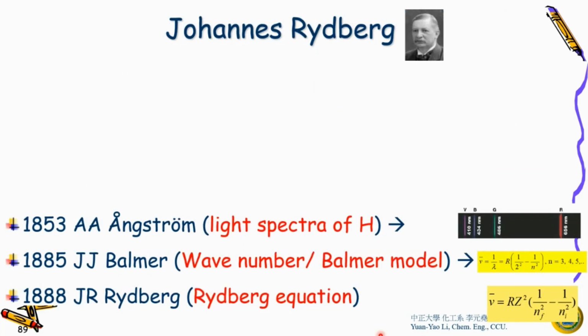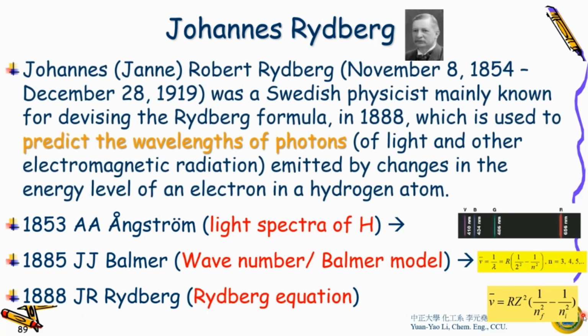So this is Rydberg. The development of this was very quick. There were many brilliant scientists who found these equations and matched them to the Bohr atomic model. So in the very beginning, A. Ångström, he found the light spectrum of hydrogen. And J.J. Balmer, he found the equation. And Rydberg, he derived this equation. Okay, it's for your information.